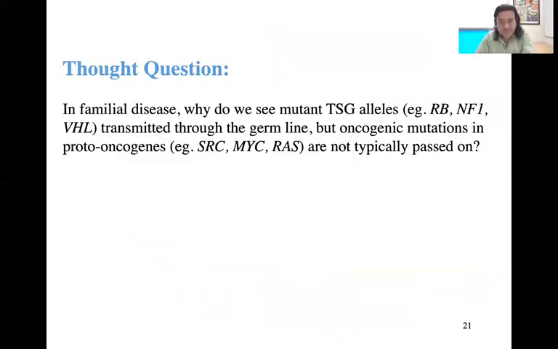All right, so this is the last slide. In familial diseases, why do we see mutant tumor suppressor gene alleles like retinoblastoma or NF1 or VHL or APC? These are the things that get transmitted through the germline. Familial cancers linked to mutations that are passed on almost always involve mutations in tumor suppressor genes. You very, very rarely see that the mutation is traced back to a mutation in an oncogene, in other words, mutations in SRC, MYC, and RAS. You never see these as mutations that are passed on through a family. Why is it that it's the mutant TSG alleles that are transmitted through the germline, but oncogenic mutations in proto-oncogenes are not typically passed on?